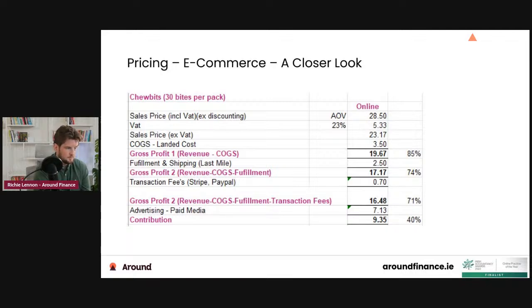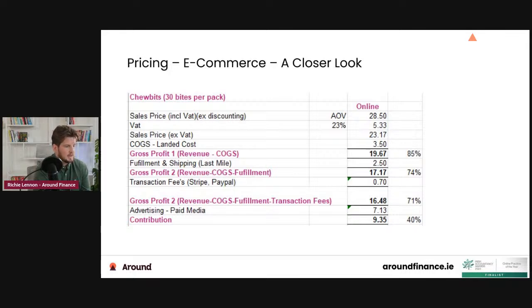So if you look at your data online, you'll see that your average order value might be a little bit higher than what you're selling on a per unit basis. But for the purpose of a teaching example, let's assume that Chewy Bits' average order value is slightly higher than 1 unit, and they're €28.50 online. You strip out the VAT, that's 23%, gets you back down to €23.17.